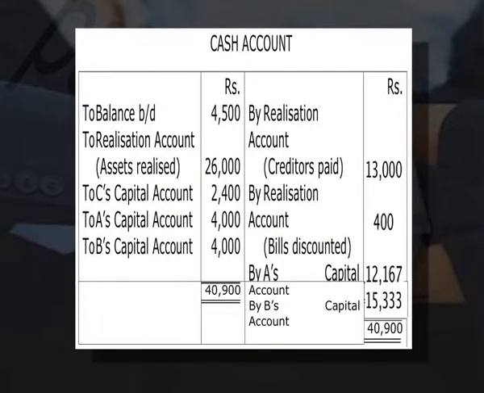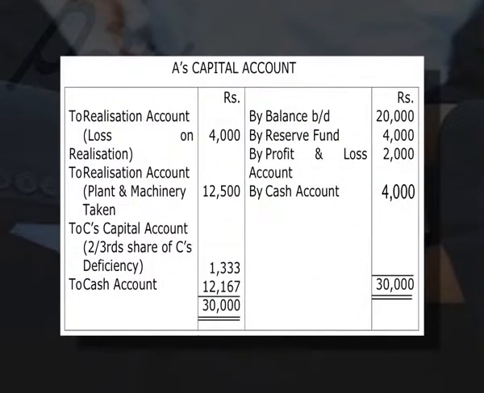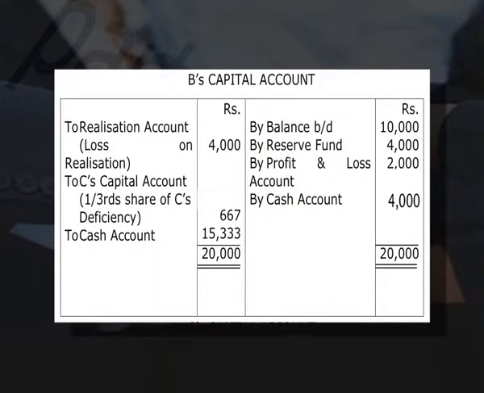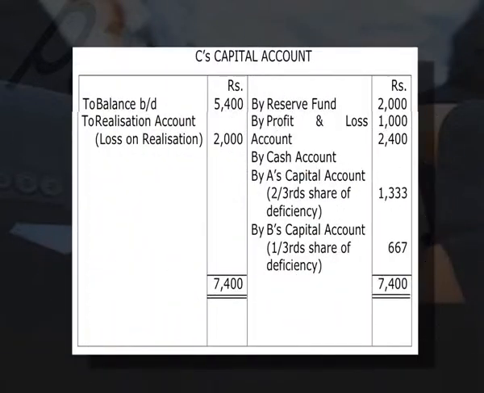Then cash account, then A's capital account, B's capital account, C's capital account.